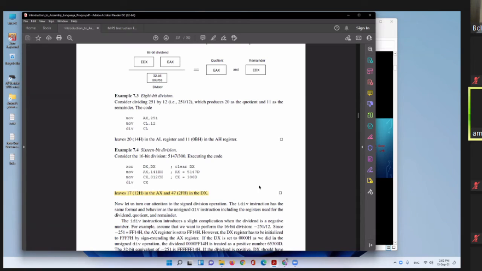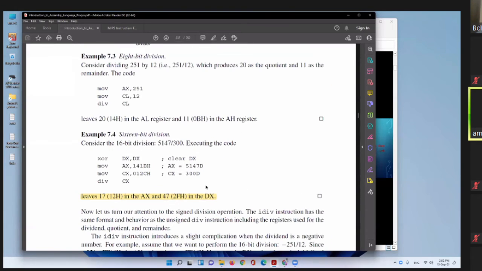Sir, I have a question. On the same line, there is AX equal to 5147D. What is the meaning of this? D means decimal. Look at this number, 5147. This is a decimal number, right? Okay, sir. D means decimal number. 5147 decimal number. I understand, sir.